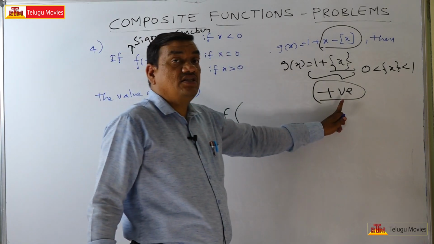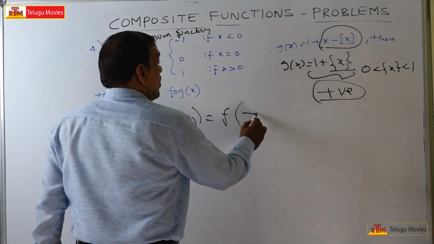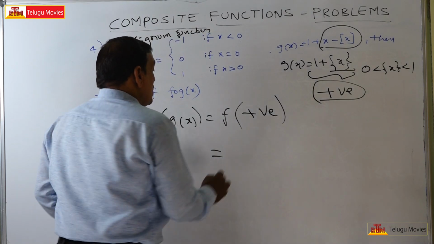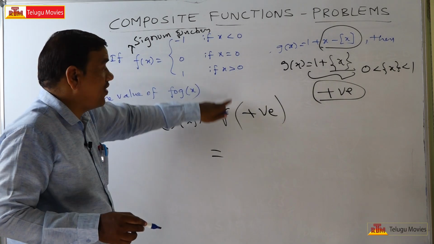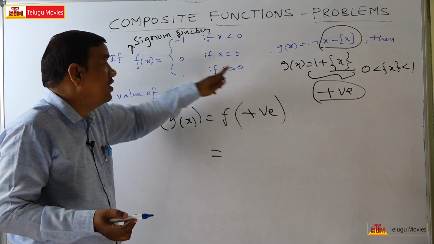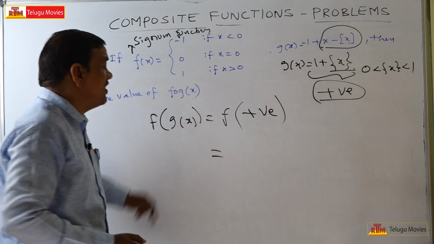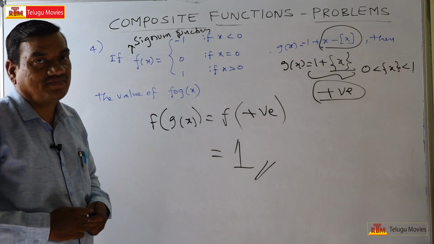What is g of x? Is it a positive value or negative value? Positive value. f of a positive value means what? That means x greater than 0. For x greater than 0, f of x value is how much? 1. So 1 is your final answer.